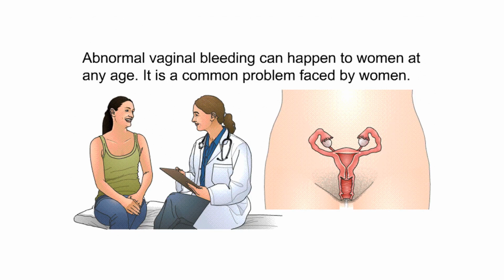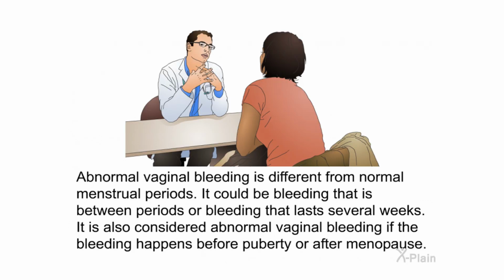Summary. Abnormal vaginal bleeding can happen to women at any age. It is a common problem faced by women. Abnormal vaginal bleeding is different from normal menstrual periods. It could be bleeding that is between periods or bleeding that lasts several weeks. It is also considered abnormal vaginal bleeding if the bleeding happens before puberty or after menopause.